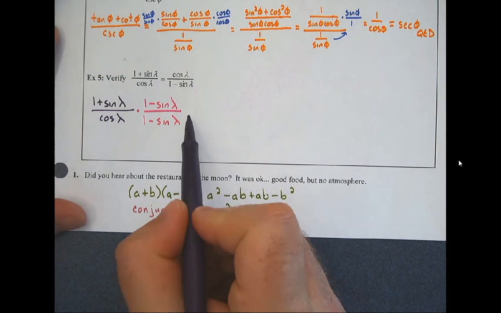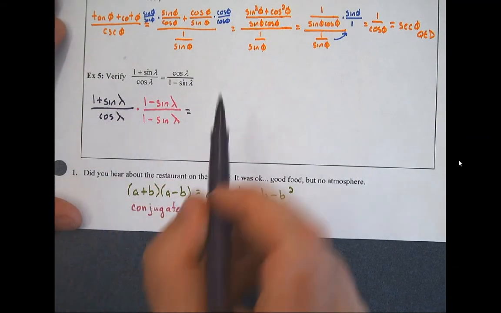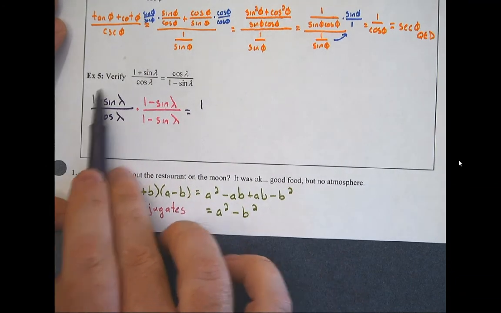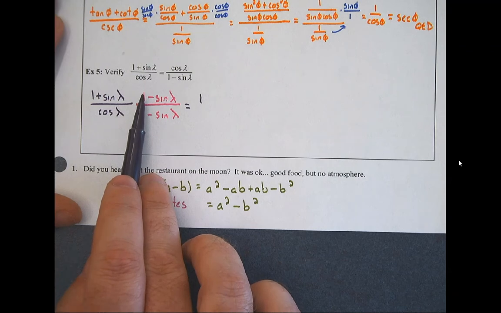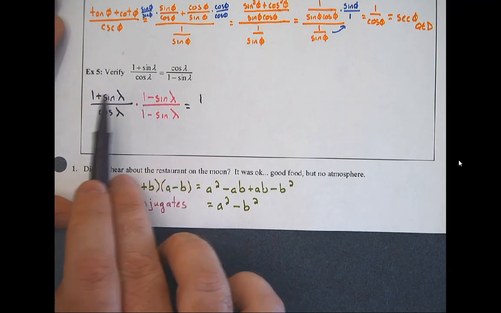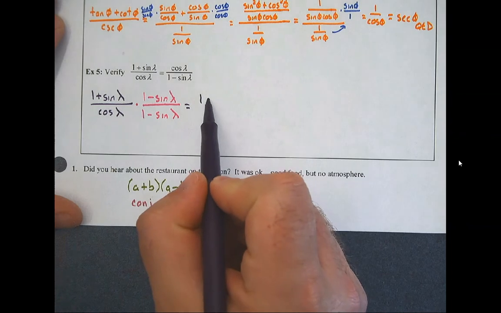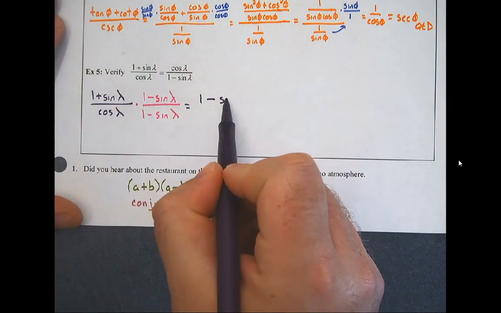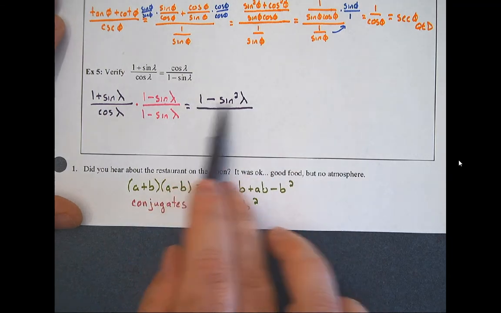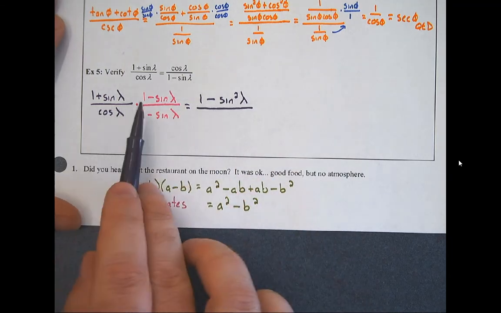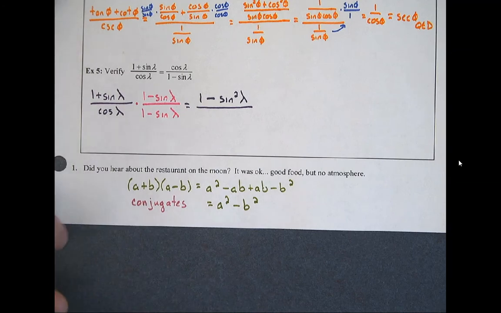Okay, so now let's start to clean this up. What's 1 times 1? 1. What's 1 times negative sine? Negative sine. What's sine times 1? Positive sine, so that adds up to 0. And then a positive times a negative is a negative. Sine times sine is sine squared. So look at, what did we just generate? This is one of our Pythagorean identities. So multiplying by the conjugate allowed us to create one of our identities. So I'm going to actually write that up here.